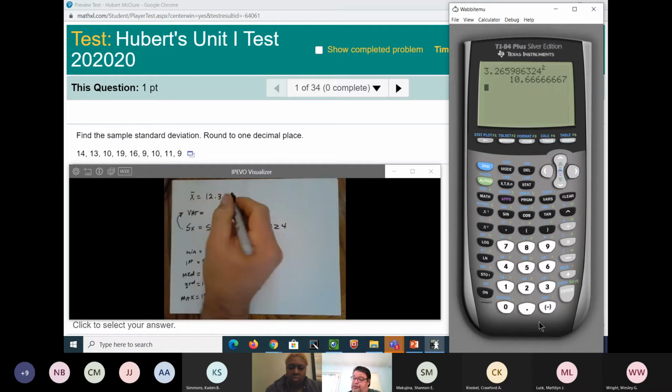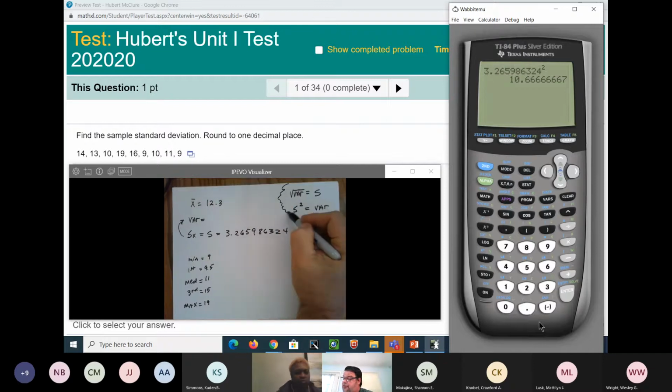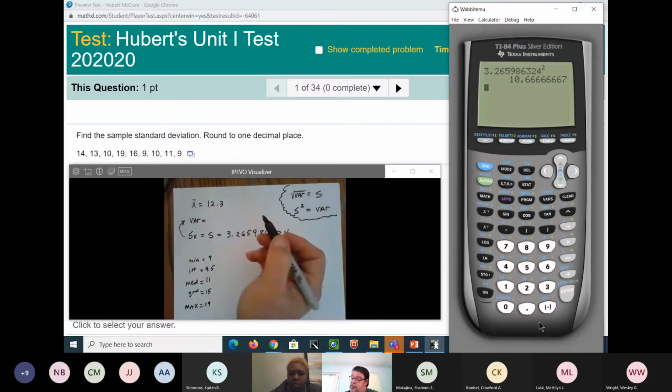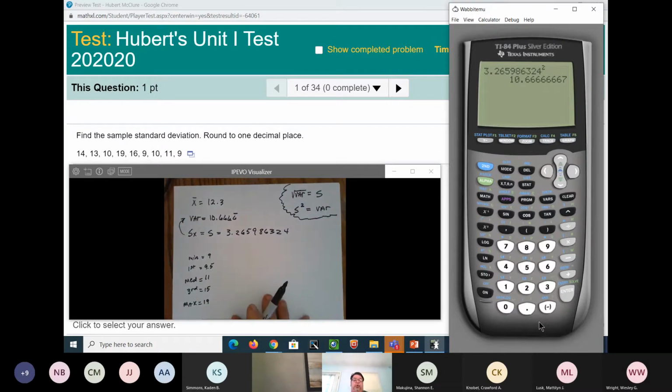And I told y'all this the first week of chapter 3. I told y'all that the square root of the variance is equal to the standard deviation, and the standard deviation squared is equal to the variance. I told y'all that first week of chapter 3. So that's going to be 10.6666 repeating.